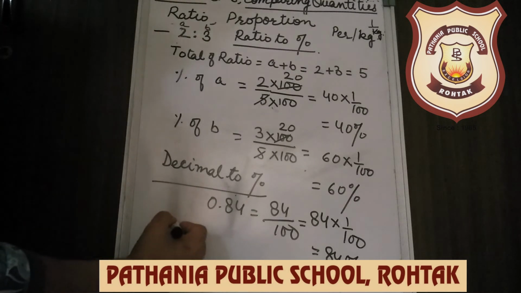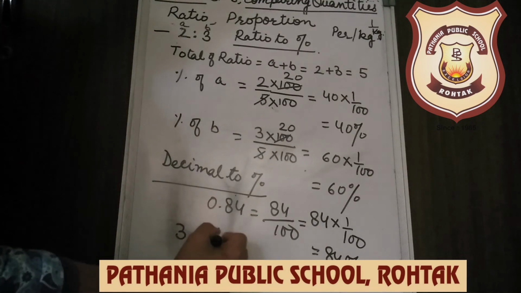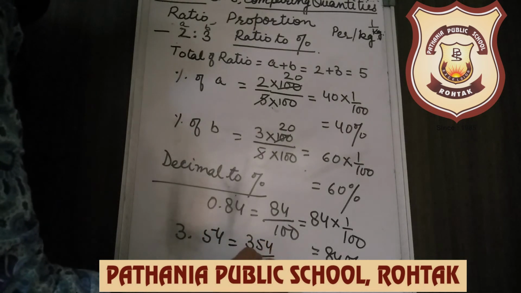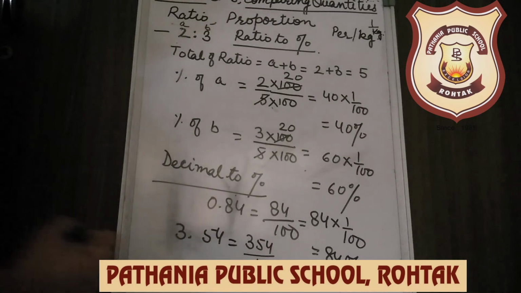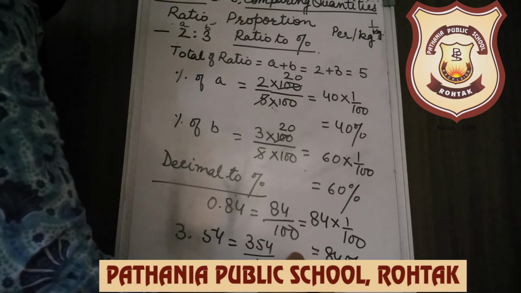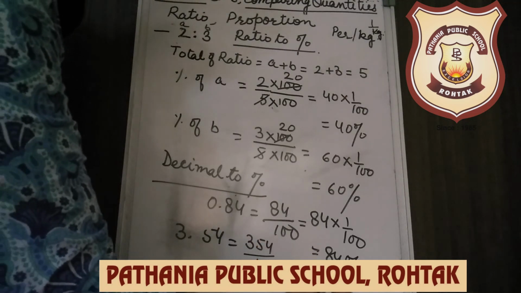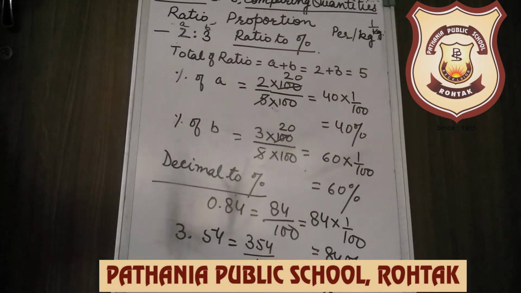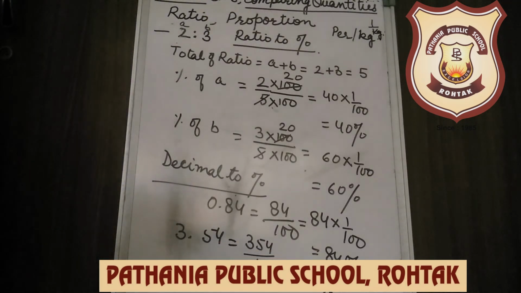I can take one more example, 3.54. This is 354 upon 100. This part is denominator 100, so this becomes 354%. Is this clear to everyone? So the rest we'll take up next time.